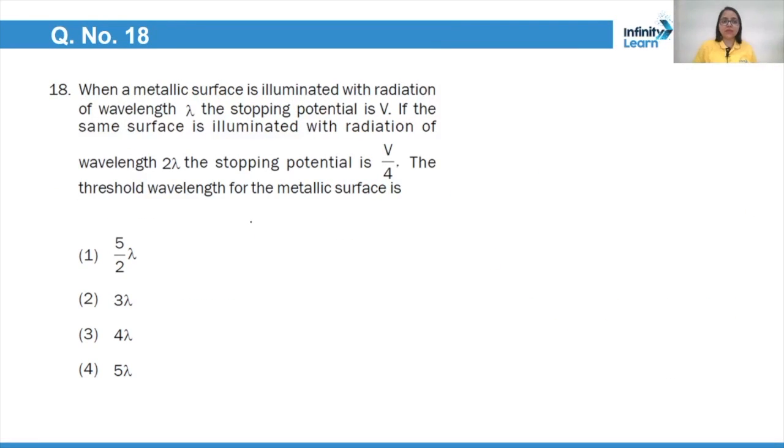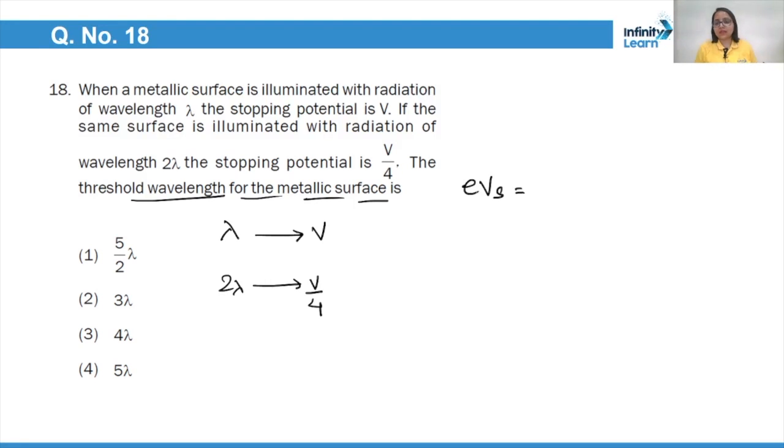Question number 18. When a metallic surface is illuminated with the radiation of wavelength lambda, then stopping potential is V. If the same surface is illuminated with the radiation 2 lambda, stopping potential is V by 4. The threshold wavelength for the metallic surface is. So we can use this equation eVs is equals to hc upon lambda minus hc upon lambda naught, right? So for the first case, when the stopping potential is V and wavelength is lambda, it is eV is equals to hc upon lambda minus hc upon lambda naught.